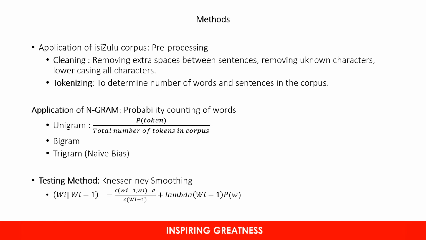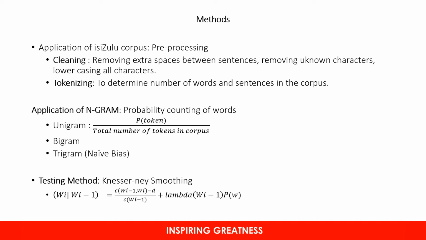As I stated in the introduction, this project is going to consist of IsiZulu corpus data, the n-gram, and also the testing method, which is the smoothing method. The first phase that we are going to do with the corpus is the pre-processing phase. In the pre-processing, we are going to have the cleaning and also the tokenizing.